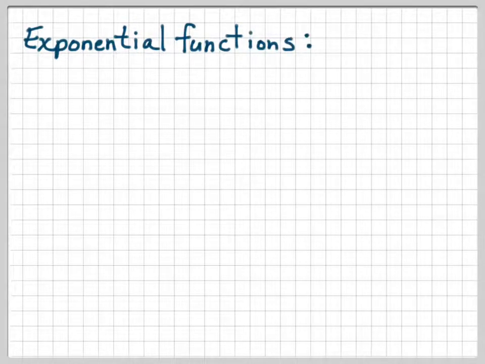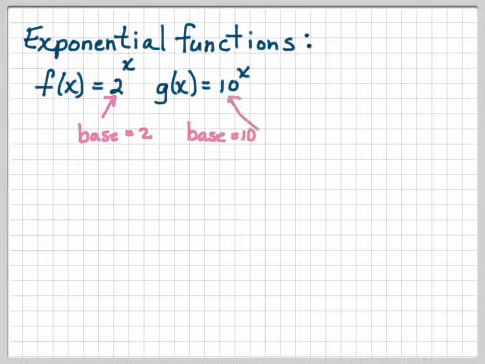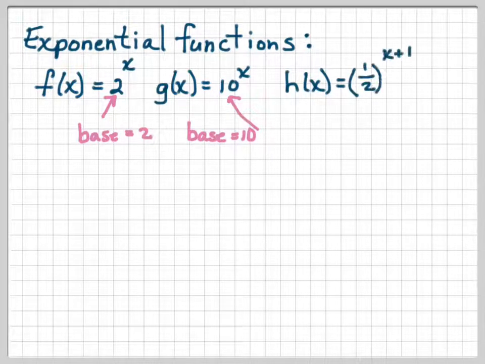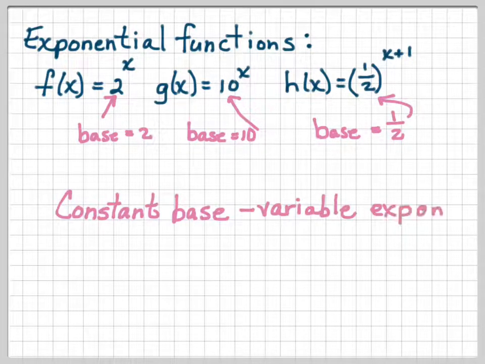Okay, let's talk about exponential functions. F of x equals 2 raised to the x power. 2 is the constant, x is the exponent. And that has a base of 2. G of x is 10 raised to the x power. And that means that the base here is 10. Or we could have h of x is 1/2 raised to the x plus 1 power. And that is, the base is 1/2. And finally, we have a constant base and a variable exponent.